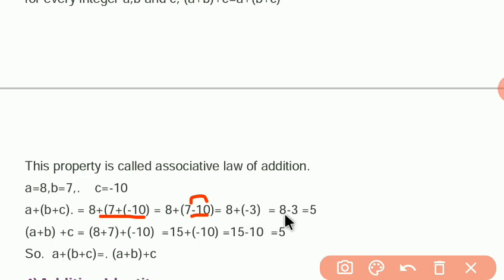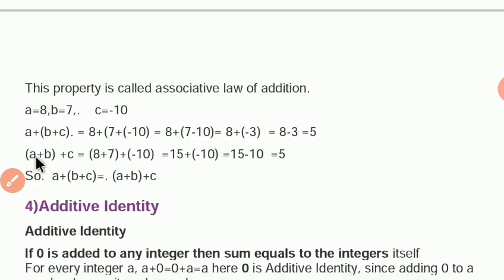Again we have to open the bracket. So 8 plus into minus, minus 3. So 8 minus 3 is equal to 5. Now see the next one. Bracket a plus b plus c. So bracket 8 plus 7 plus bracket minus 10 is equal to. Here you can see that 8 plus 7 is written in bracket. It means we have to solve this first. So 8 plus 7, 15 plus minus 10. Now we will open the bracket. So we know that plus into minus, minus. So 15 minus 10 is equal to 5.